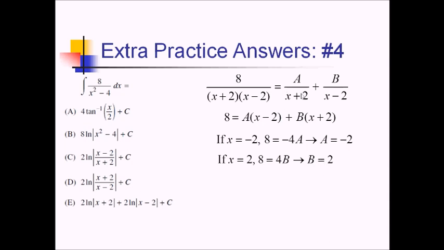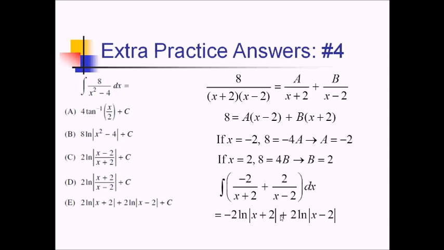Now I'm going to split up my fraction inside the integrand and plug in my a and b values. So I've got negative 2 over x plus 2, plus 2 over x minus 2 dx. And let's do our ln antiderivative rule now. We've got negative 2 ln absolute value of x plus 2 plus 2 ln absolute value of x minus 2 plus c. We're going to have to combine these, though, to get one of the answer choices.